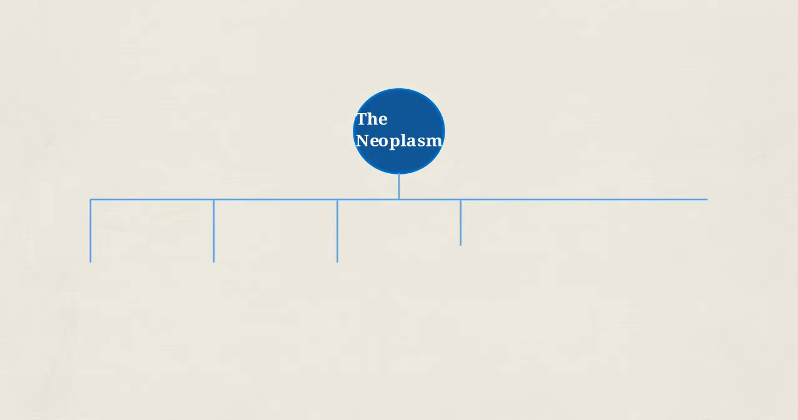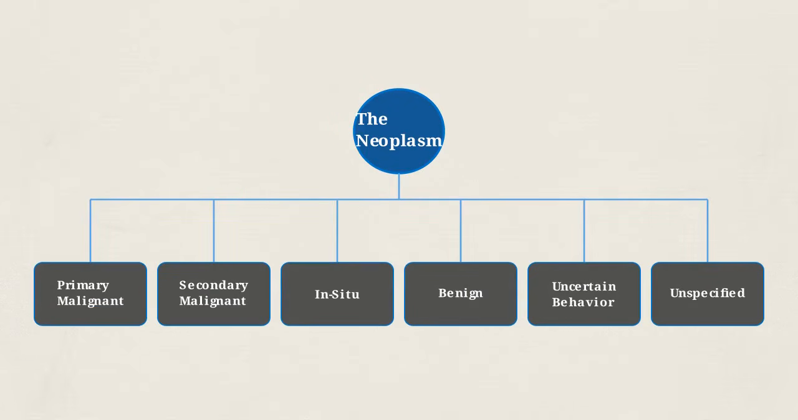This diagram represents the starting node of the algorithm, the neoplasm. At this stage, anatomical location is not yet a factor. The general guidelines specify that while Chapter 2 contains all malignant codes, it also houses most benign codes. This splits our starting node into 6 distinct pathways.